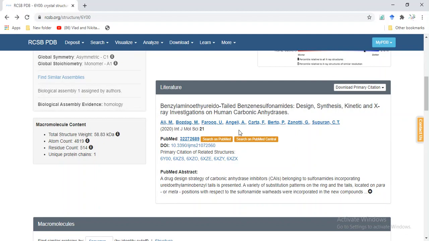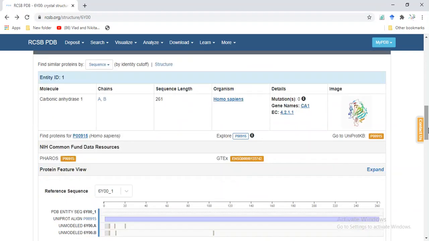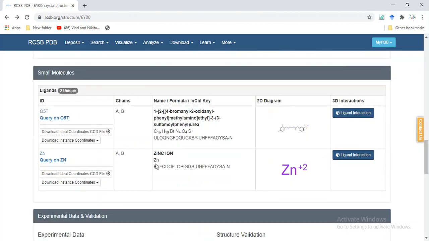Here is the publication regarding this data and other tools. It contains two chains. It is a dimer, A and B, with 261 amino acid residues. The organism is Homo sapiens, there is no mutation, the gene name is CA1, and this is the enzyme commission number of this carbonic anhydrase. And here we have an ID for the ligand which is bound with this target, O5T.